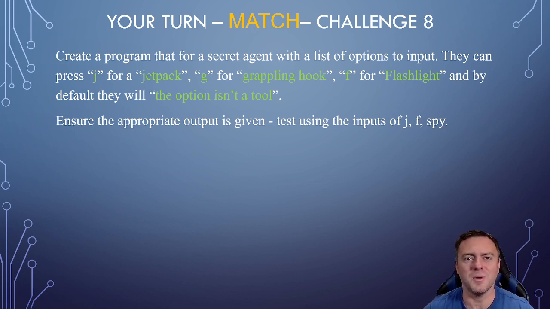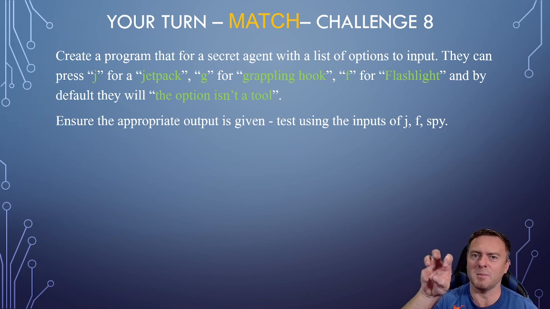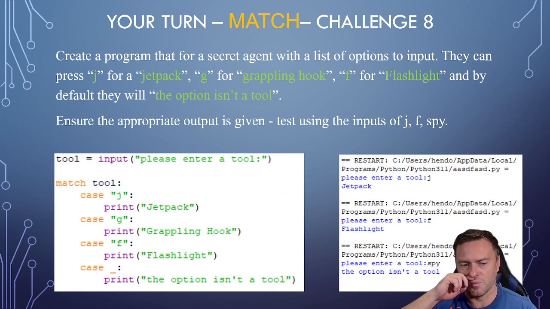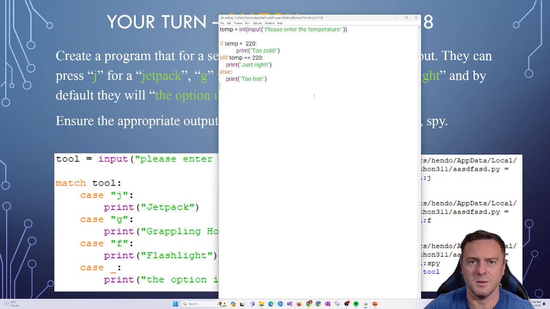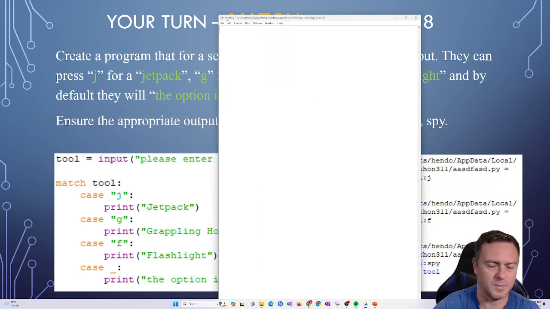Awesome. So what you should remember with match is the keyword is match, and then the reserved word is case. And then each time you write the case, you're putting out what the different option is that they would have typed in. So in this case here, we're going to type the tool. The input is either J, G, or F, and then otherwise it isn't a tool. So to see that in IDLE, let's quickly build this little bit of code.